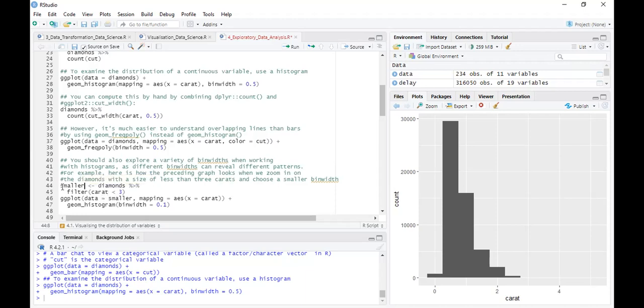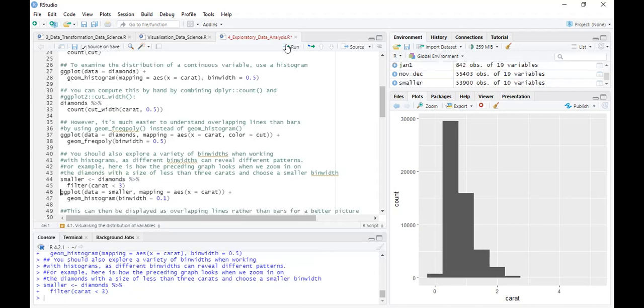And again, generate a histogram to see if we can zoom in on this graph and just focus on those diamonds that have carats less than 3, because our y-axis is going beyond 3, and we don't really have any observations beyond 3. So we can run that script. And it generates the new data frame, which is called smaller.